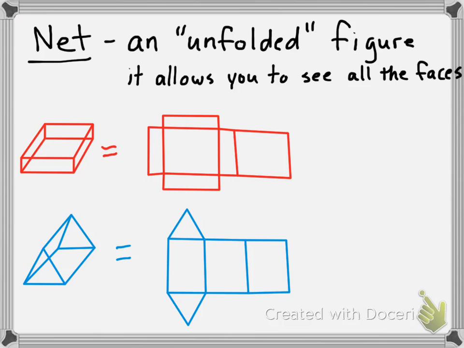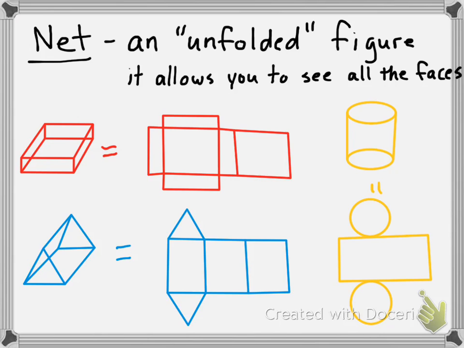Alright, and lastly we need to think about a cylinder. If you think about actually opening it up like a can and then cutting the edge and unrolling it, you would end up with a rectangle with 2 circles. Because you'd wrap this part around into a circle, and then these circles would fit on the top and the bottom. So you get 1 big rectangle and 2 circles, and that's the net of a cylinder.